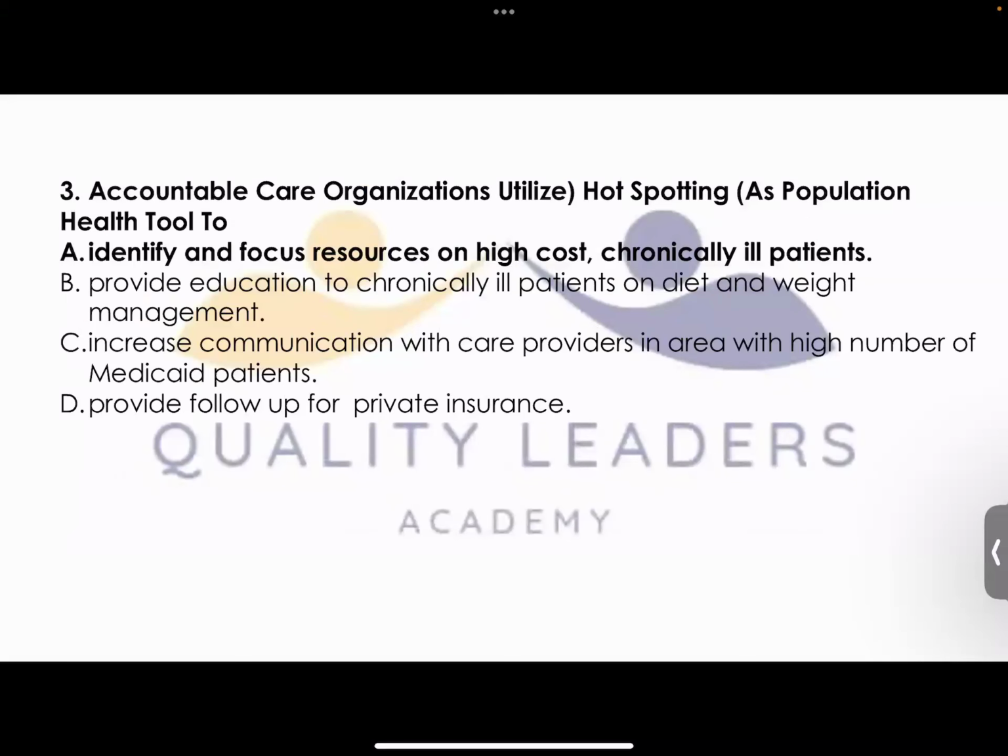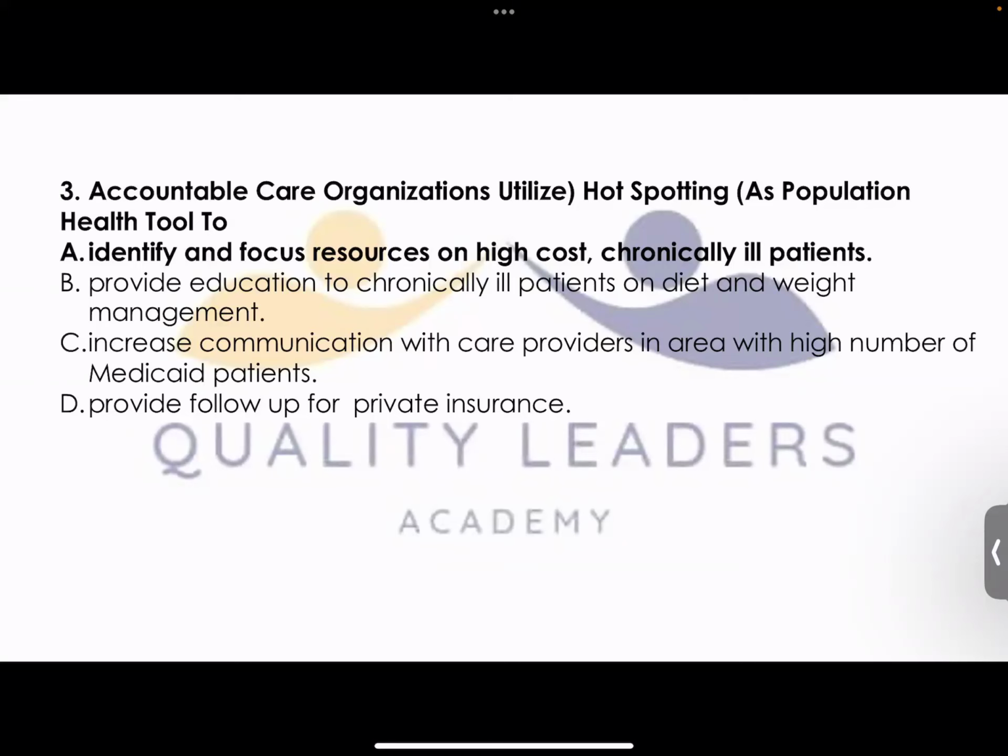Okay, number three, accountable care organizations utilize what we call hot spotting as a population health tool to A, identify and focus resources on high cost chronically ill patients. B, provide education to chronically ill patients on diet and weight management. C, increase communication with care providers in areas with a high number of Medicaid patients. D, provide follow-up for private insurance. What's the best answer?